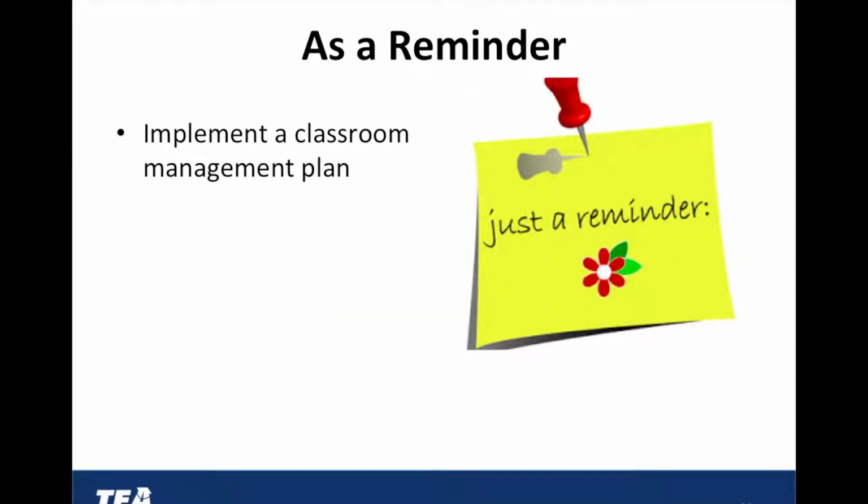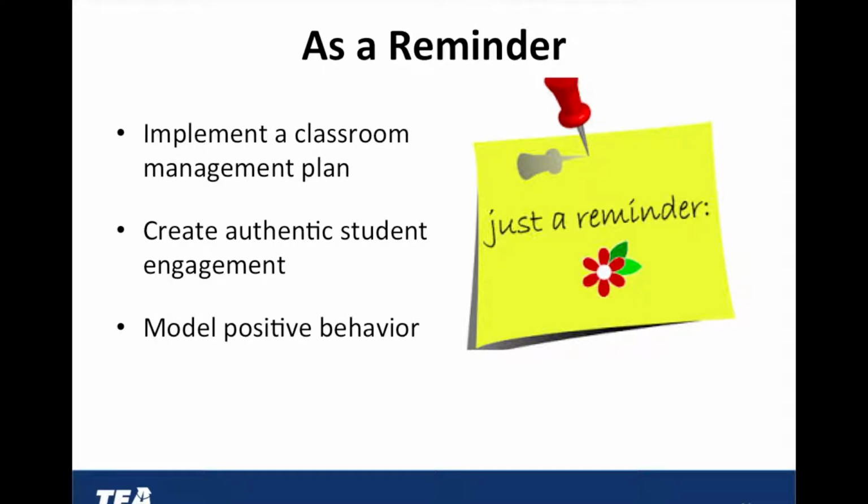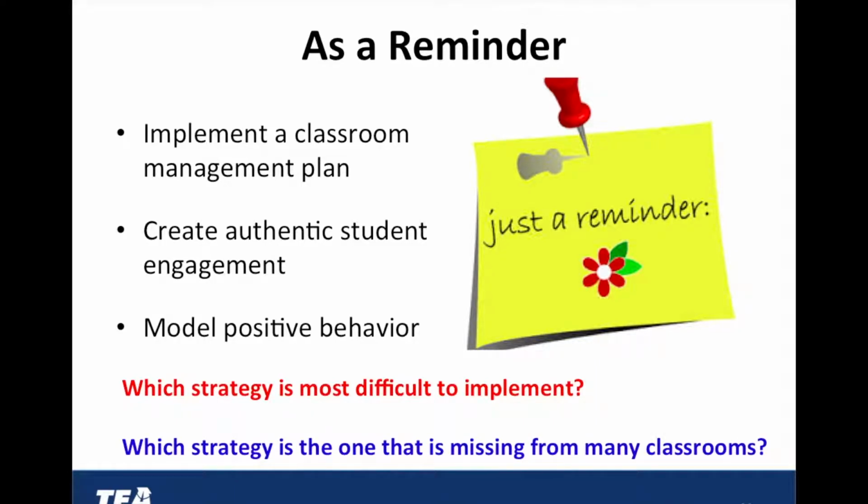As a reminder, 3 critical components of curbing challenging behavior are implementing a management plan, creating authentic student engagement activities, and modeling positive behavior. Which strategy, in your opinion, is the most difficult to implement? Which strategy is the one that's missing from many classrooms?